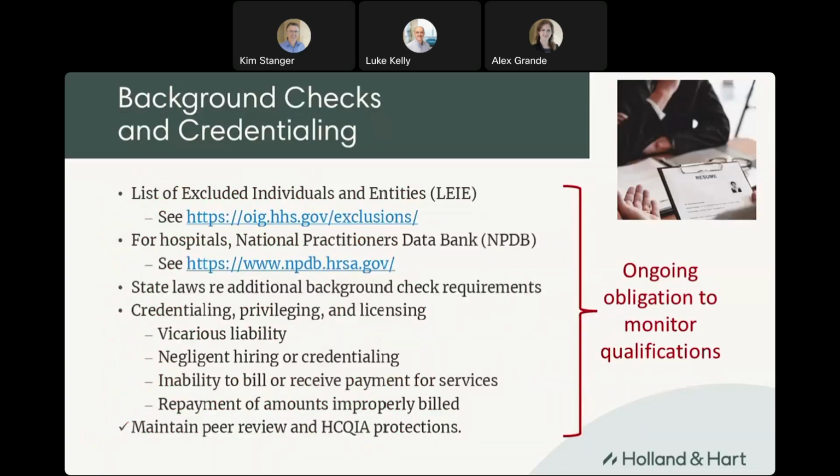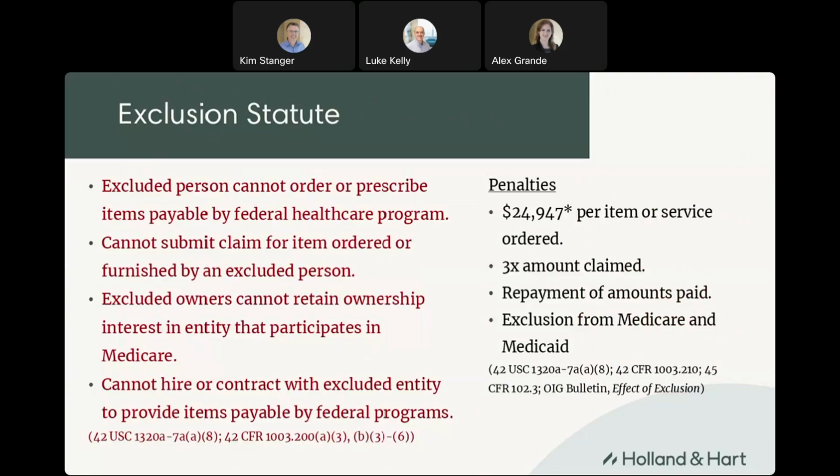All right, remember I mentioned that exclusion statute, that you need to make sure that you're complying with the LEIE, the list of excluded individuals and entities. That's because of the federal exclusion statute. This statute says that an excluded person, a person who's been excluded from participating in Medicare or Medicaid, cannot order or prescribe items or services payable by federal healthcare programs. And not only that, if you have an employee or other person who provides those services, you cannot knowingly submit a claim for an item that's ordered or furnished by an excluded person. Not only that, excluded owners cannot retain an ownership interest in an entity that participates in Medicare, and you cannot knowingly hire or contract with an excluded entity to provide items that are payable by federal healthcare programs.